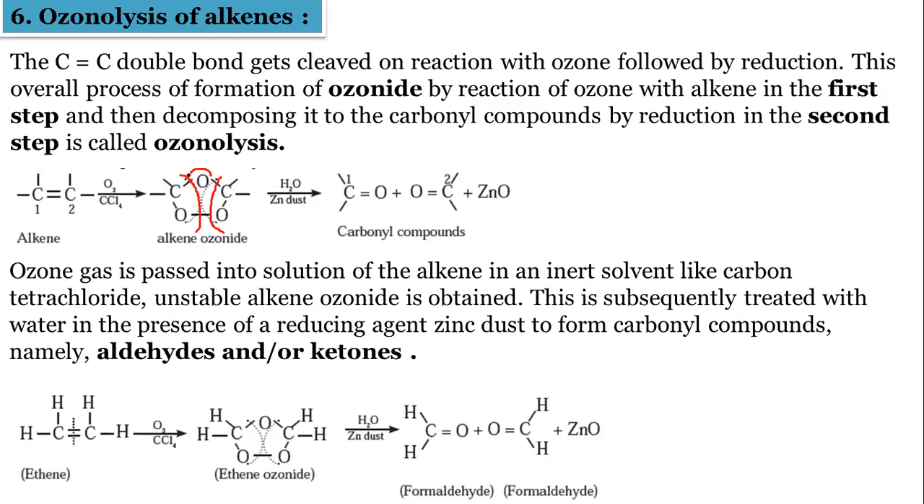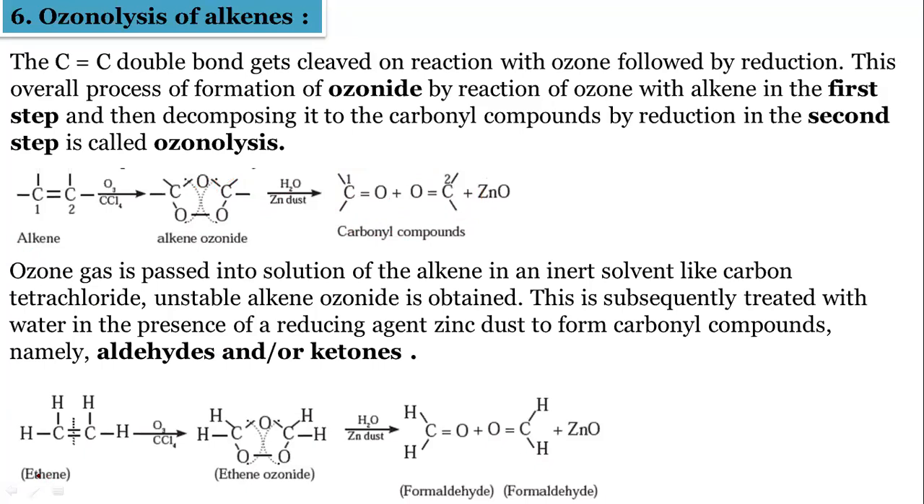This oxygen will be completely removed, and we get two carbonyl compounds: the first carbonyl compound and the second carbonyl compound. This is a very good method. Zinc dust picks up the oxygen and we get zinc oxide as a byproduct, while the main products are carbonyl compounds. So from alkenes we can prepare aldehydes and ketones.